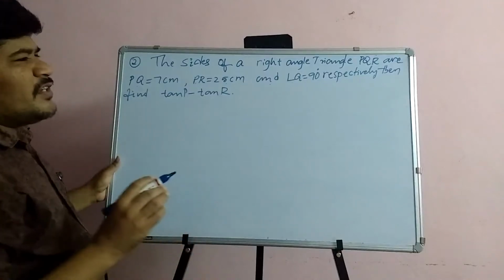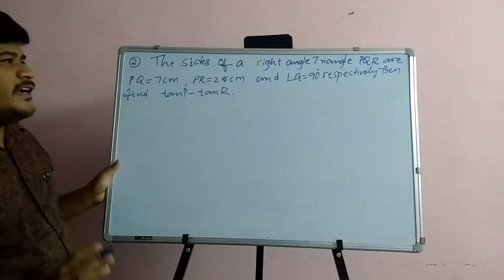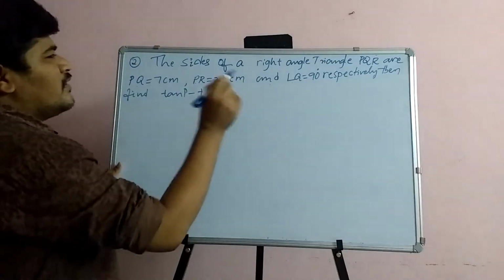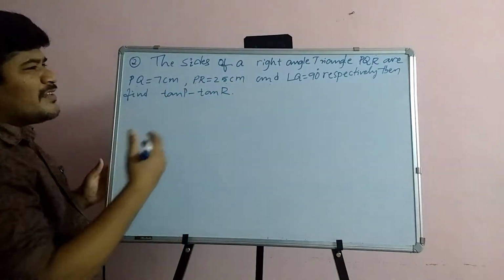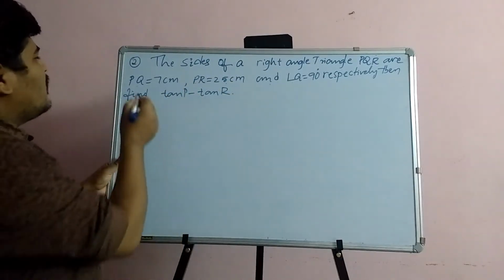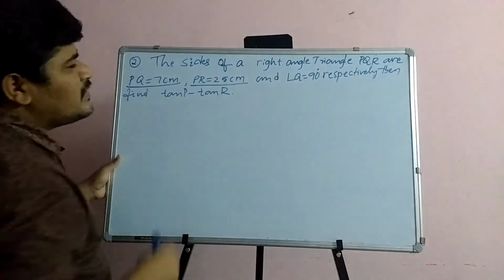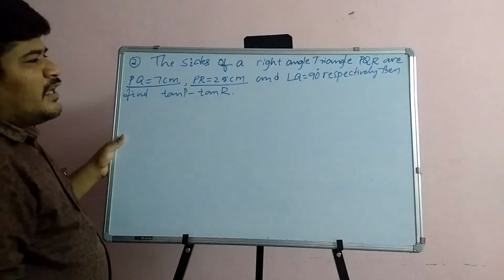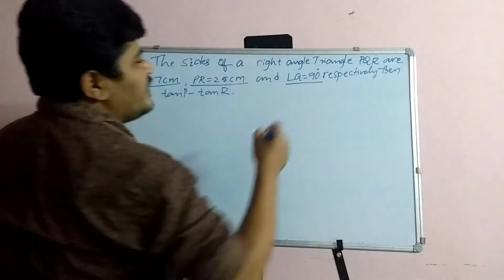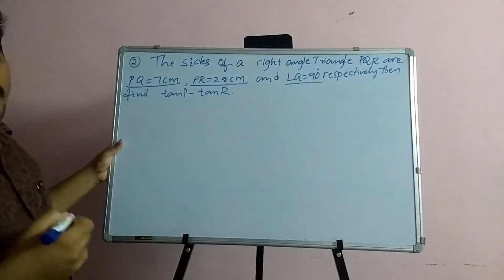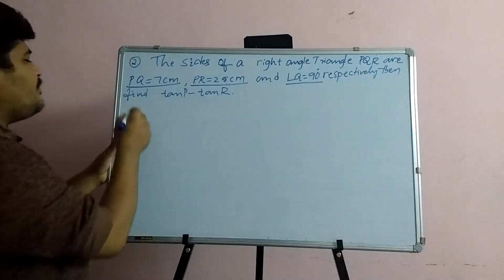Okay, so children, first we need to focus on the given data. So what is the given data? What are the hints given in the problem to solve it? PQ is equal to 7 centimeters. PR is equal to 25 centimeters. And angle Q is equal to 90 degrees. So first we need to take its rough diagram.